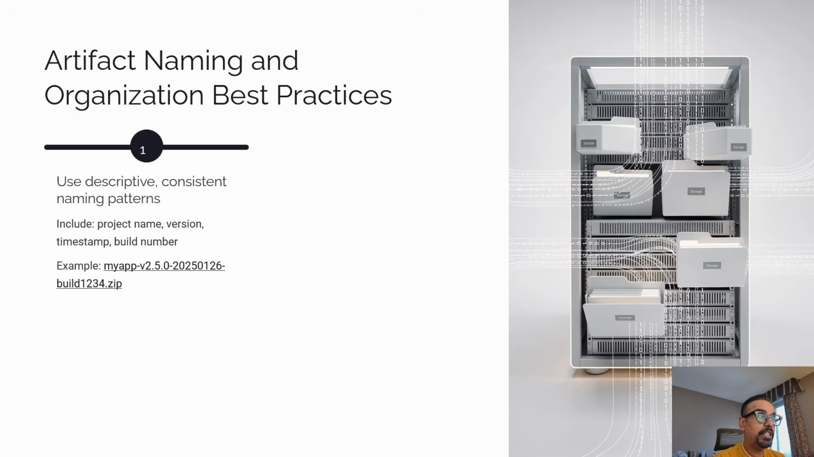Now let's talk about the best practices for naming and organizing your artifacts in S3. This might seem trivial, but trust me, good organization saves massive headaches later. First, use descriptive and consistent naming patterns. Include the project name, version number, timestamp, and build number in your artifact names. For example, over here you can see the artifact. I have given the project name, then the version number, then the timestamp, and then the build number in the artifact name. So this is how you can name it as part of best practice.